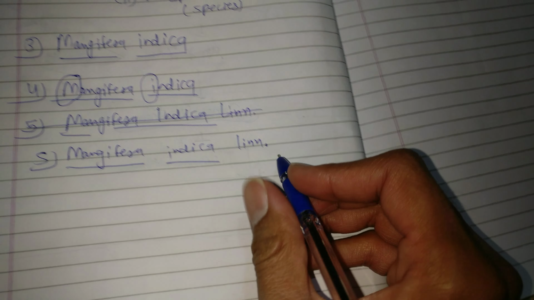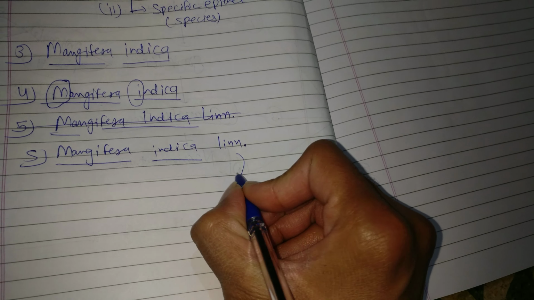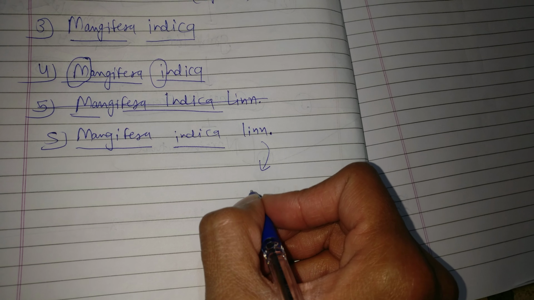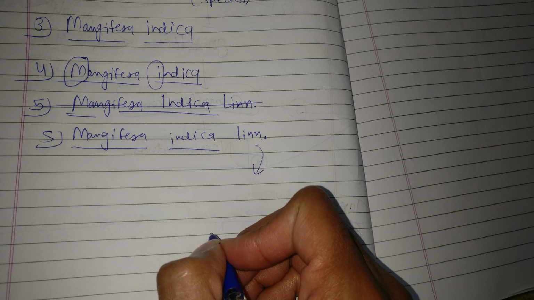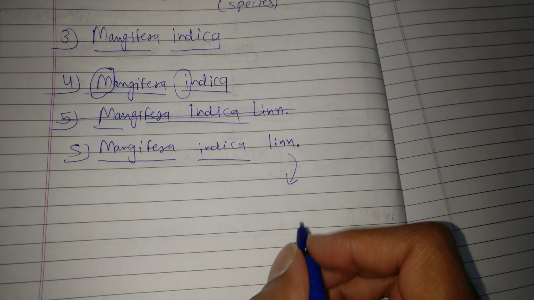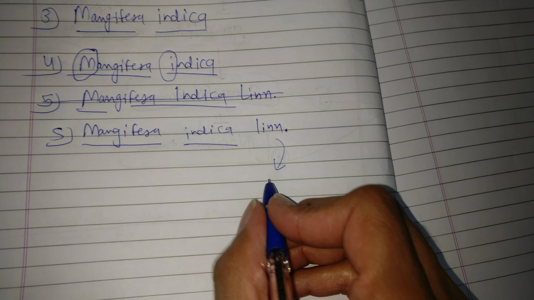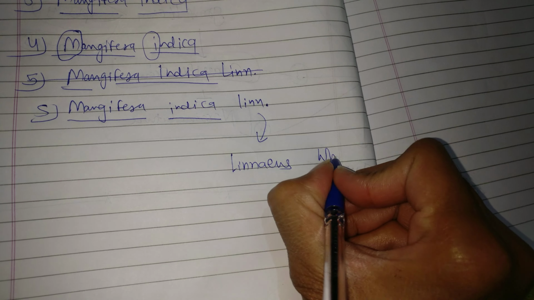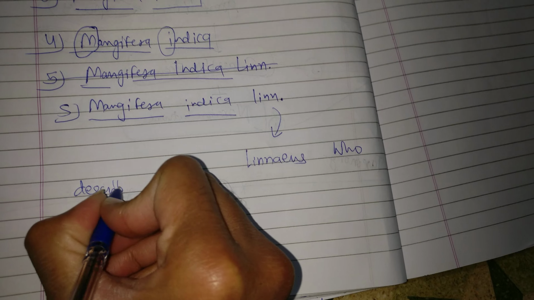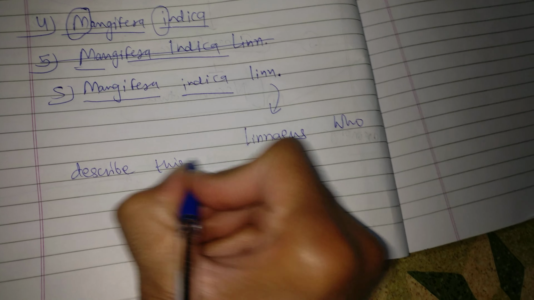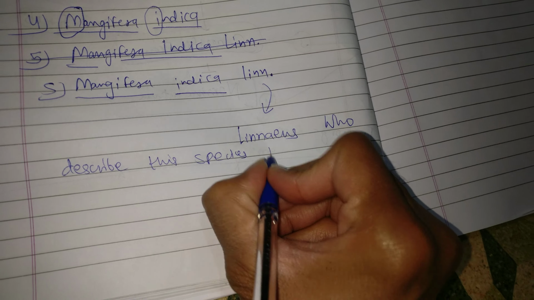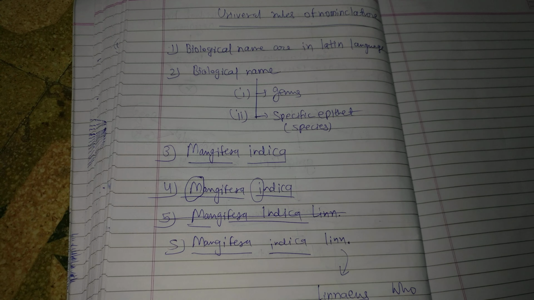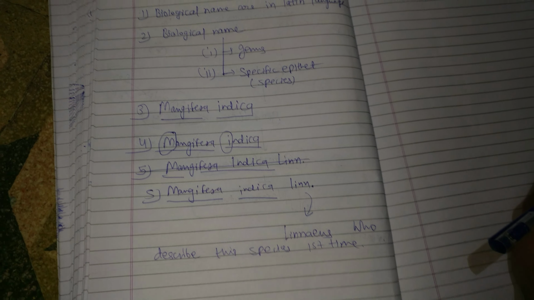This is rule number 5. That means after the biological name, the author name can be added in abbreviated form. And in this biological name, Linn represents Linnaeus, who described this species for the first time. So this is about rule number 5, and this is about the universal rules of nomenclature.